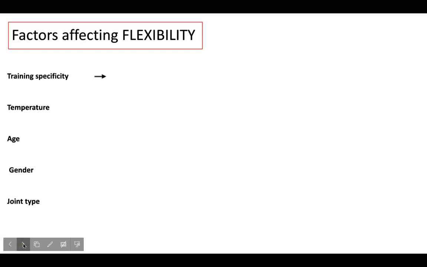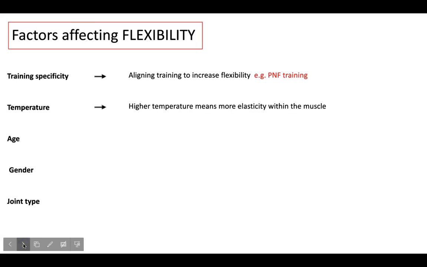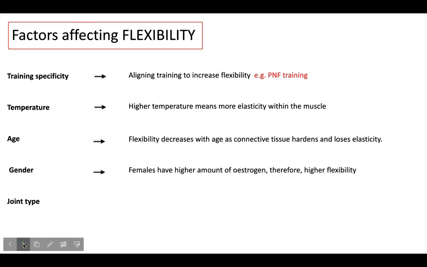So training specificity, you have got aligning training to increase flexibility, e.g. PNF training. Your training has to be specific to improve flexibility or increase it. Temperature, the higher the temperature means more elasticity within the muscle, therefore increases range of movement. Age, flexibility decreases with age as connective tissue hardens and loses elasticity. Gender, females have higher amounts of estrogen, therefore higher flexibility levels. And then finally, joint type, it depends what type of joint we are talking about. So a ball and socket joint has much wider range of movement in comparison to a hinge joint.